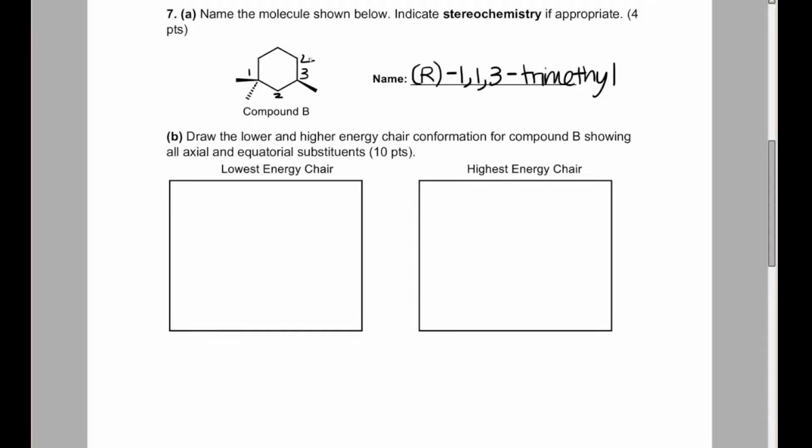And as you can see, it's cyclohexane. There's 6 carbons, and it's a ring, so it's cyclohexane.